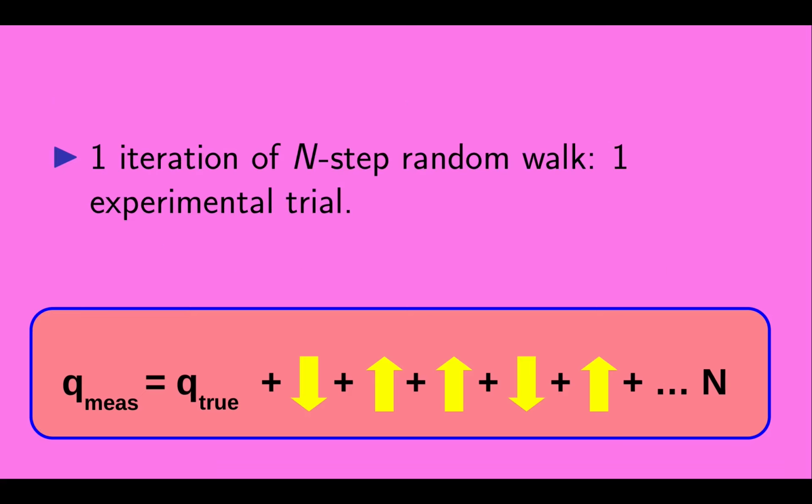When we do one iteration of an n-step random walk, by which we mean letting the object take n steps and we see where it ends up, that represents one experimental trial, or in other words, one measurement. So in our first measurement, the error sources might have looked like this, while in our second measurement, they might look like this, and in our third, they might look like this.